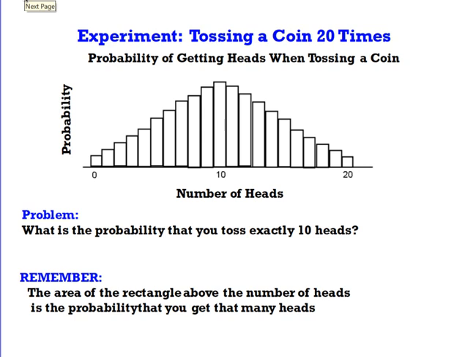Okay, so here is the experiment: tossing a coin 20 times. The probability of getting heads when it's tossed. Here on the x-axis are the number of heads that are observed, and the probability of getting each. So the probability of getting 0 heads is this particular rectangle. 20 would be the same thing. We're going to figure out the probability of getting exactly 10 heads out of those 20 tosses.